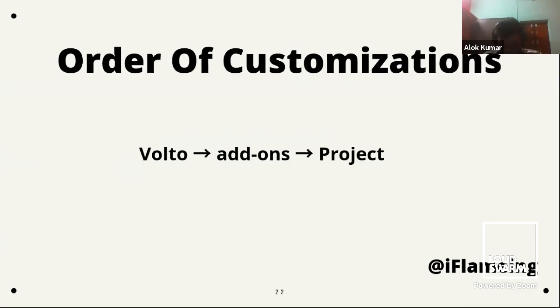And the order of the customization: how does it work in Volto? We have Volto, we can customize Volto using the add-ons, and we can customize the add-ons in the project. Please remember that you can override the add-ons via the project. So the higher priority of customization is used by the project. If someone is overriding a component in the add-ons, and the people who are working on the project customize the same folder which is customized by the add-ons, then there will be a problem.